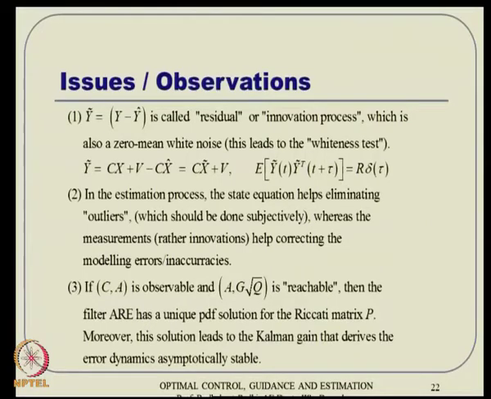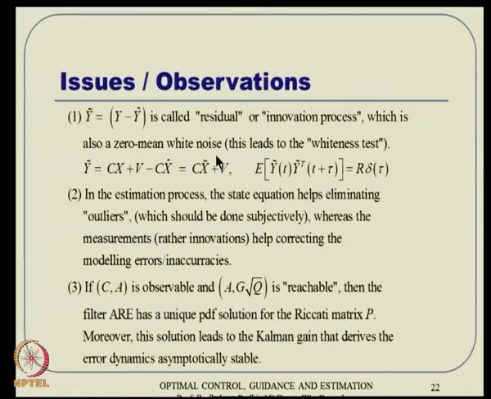In other words, if you implement a filter and say the filter is working, you also need to do some tests to validate your result, so that you are not misled. The result tells us that the residual also needs to be a zero mean white noise. So what you can do is generate this residual for a large number of samples and find the mean value of that, and it should go to 0. That is called the whiteness test.